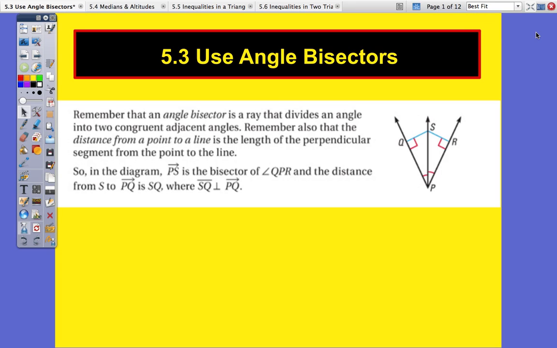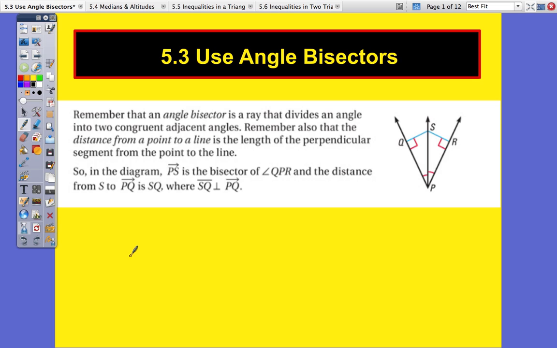Okay, welcome to 5.3. We're going to use angle bisectors. We've seen angle bisectors before, but now we're going to see how it relates to triangles. Remember that an angle bisector is a ray that divides an angle into two congruent adjacent angles.